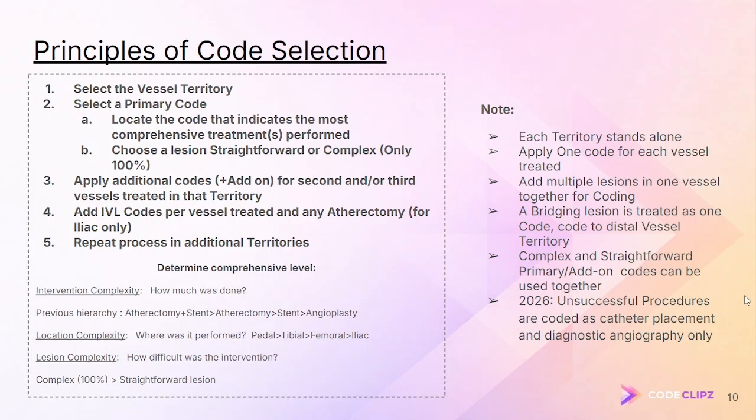So don't worry about having to mix those together to match the vessels that you treated to capture the value for each of them. Now, new to 2026 is that unsuccessful procedures, specifically if a physician is unable to cross the lesion, should no longer be coded as the procedure code with a reduction modifier. Now they should be coded first for the catheter placement and then diagnostic angiography.